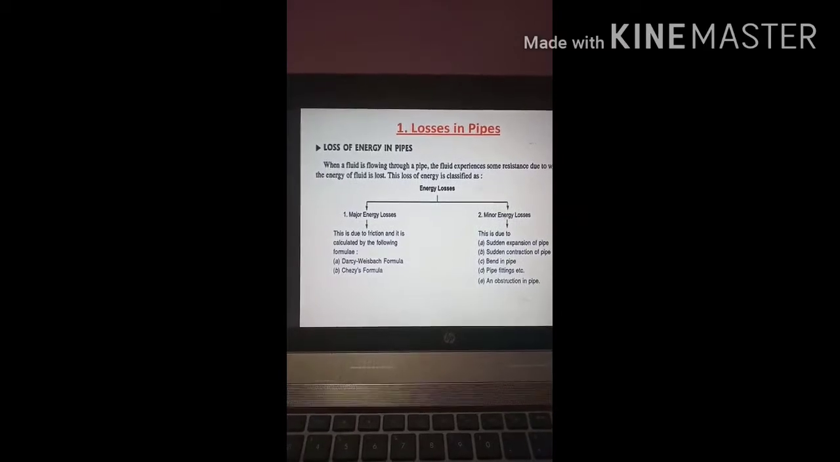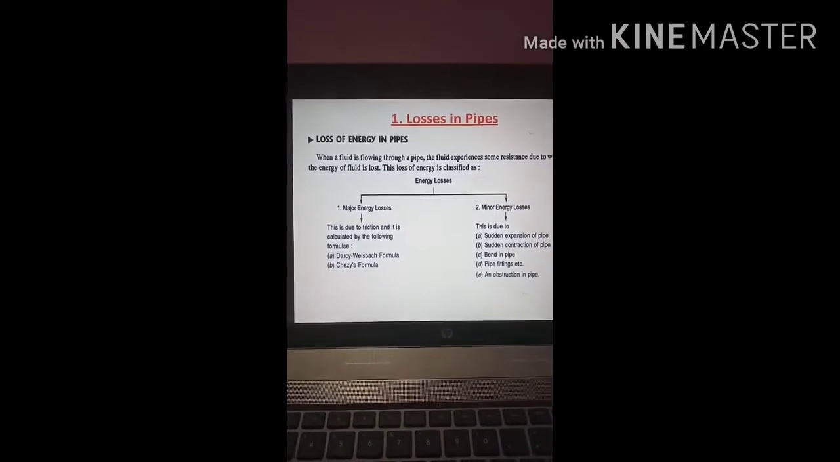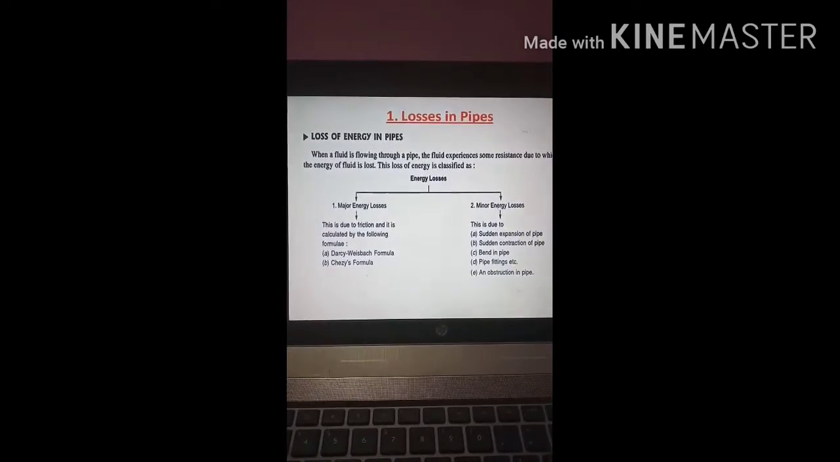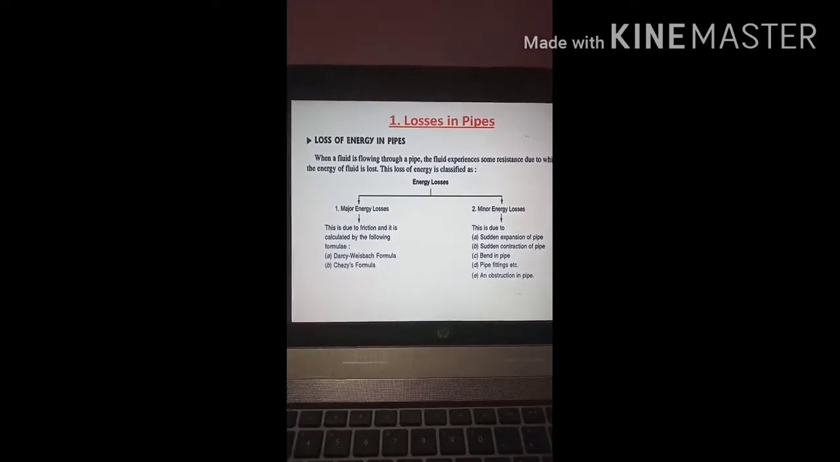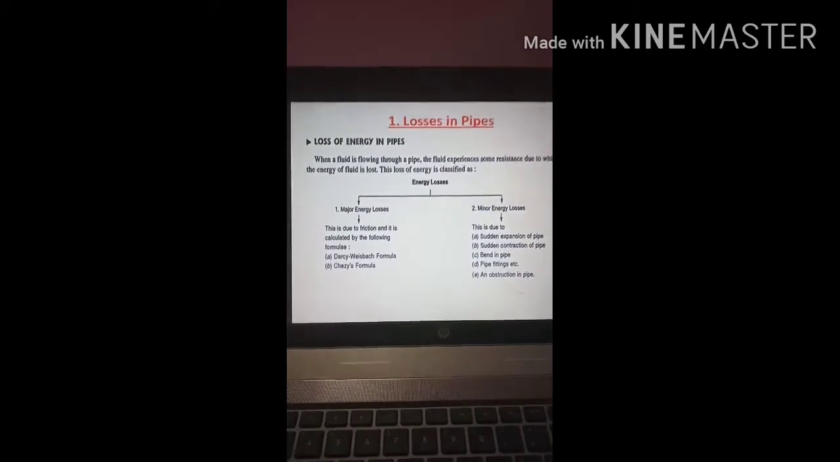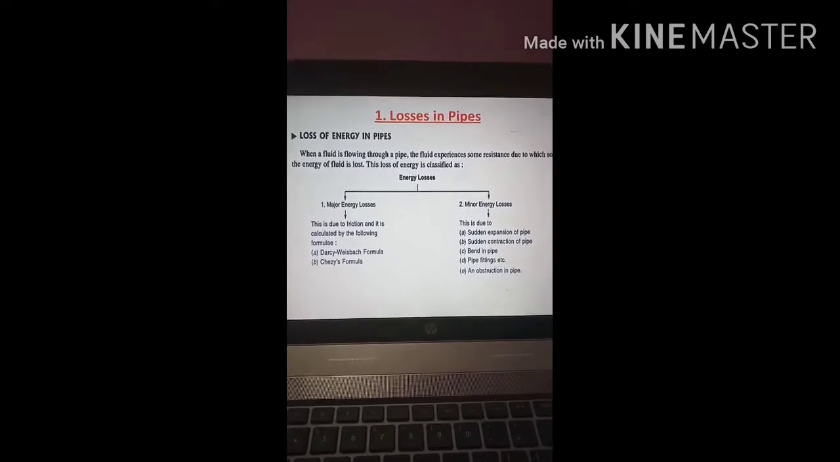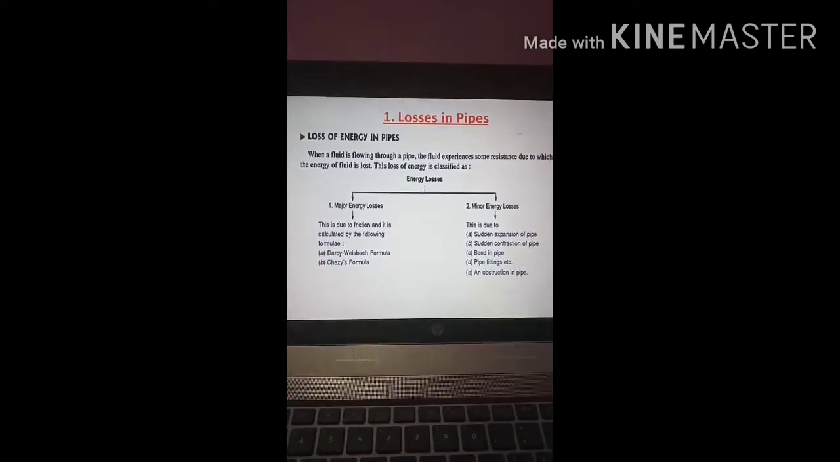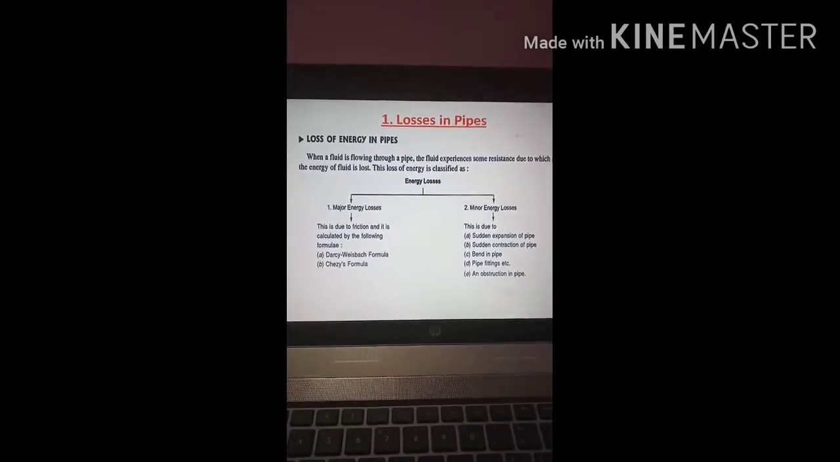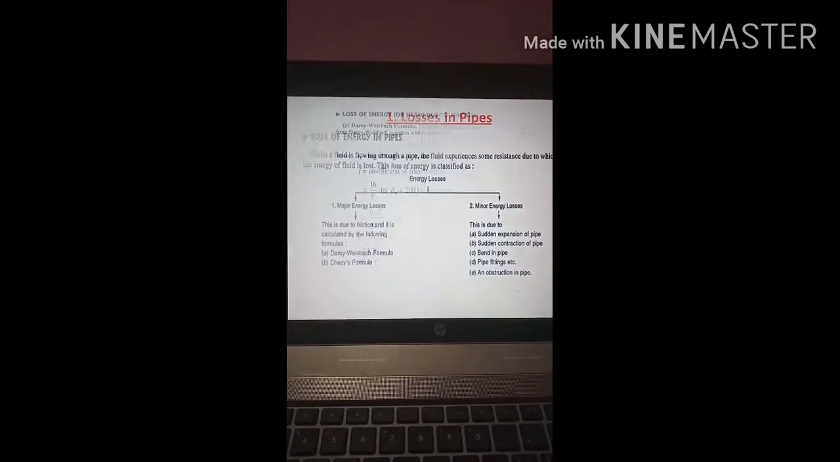But compared to major energy loss, these minor energy losses are very small. That's why in many cases these minor energy losses are neglected. But they cannot be neglected always. For that, we have to consider the minor energy losses also in some cases. So let us first see what we mean by major energy loss in detail.